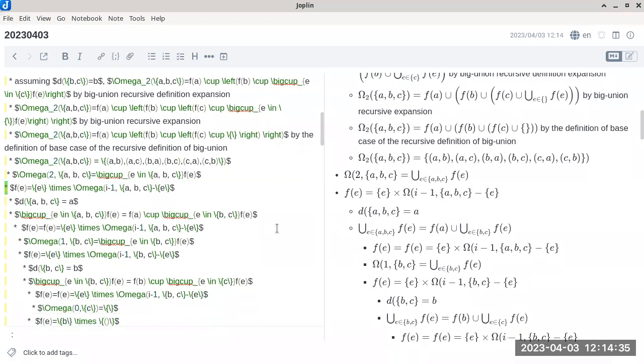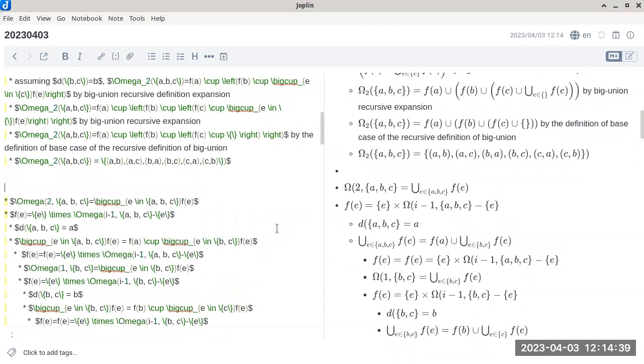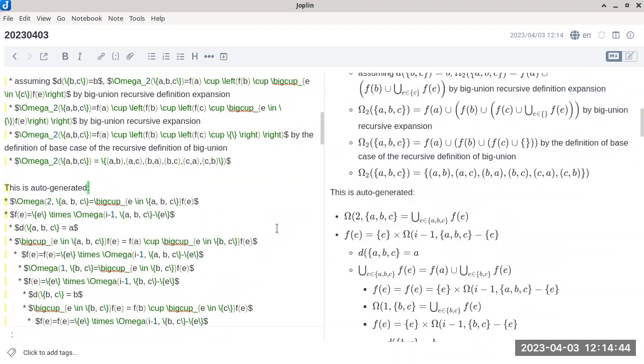I put this line at the wrong line, so let me fix that first. All right, there we go. That makes more sense.